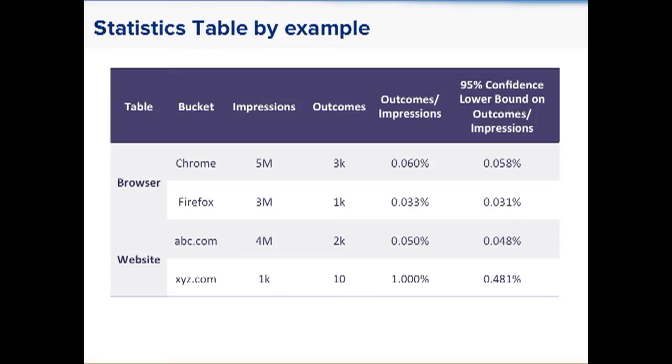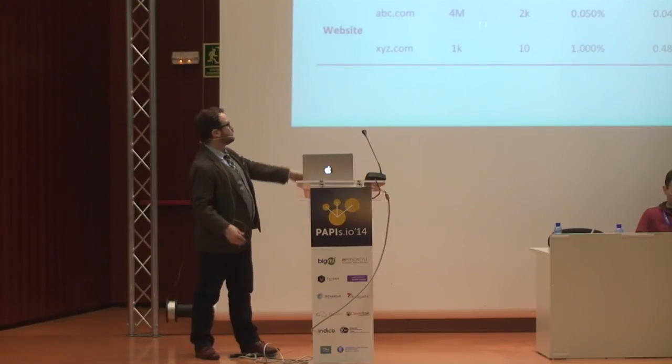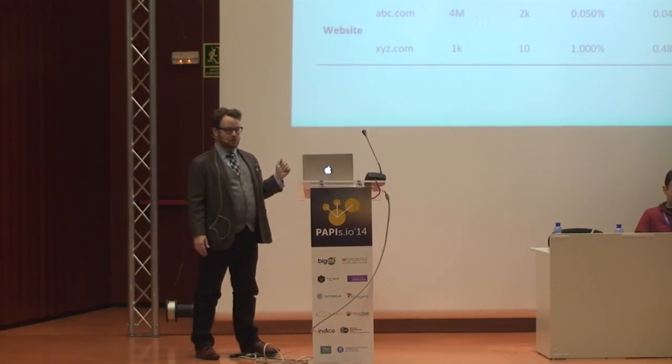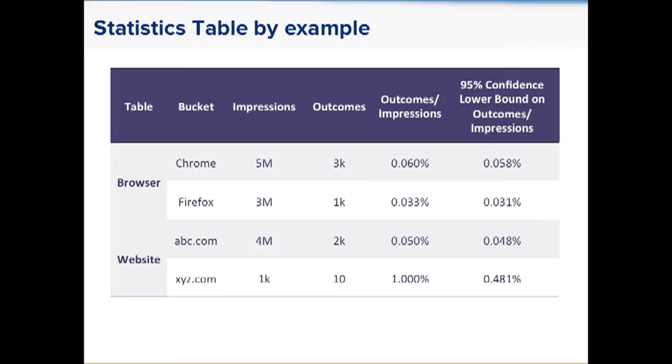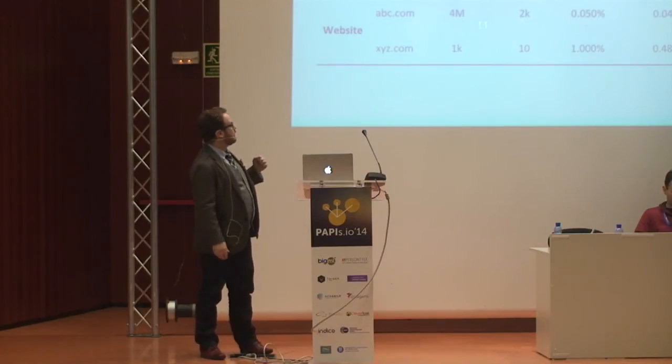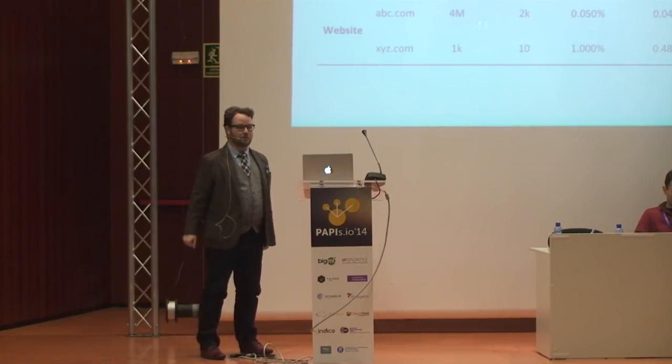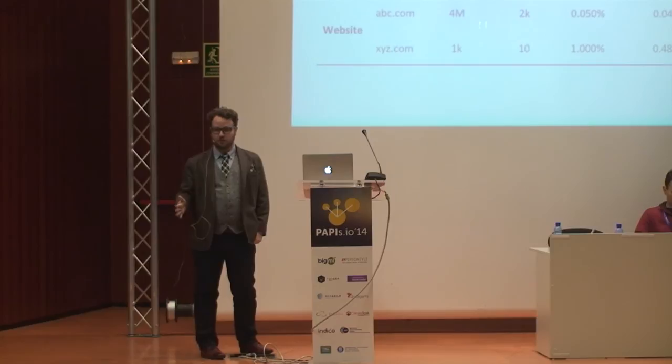Within the statistics table, we record the number of impressions that we've shown, so the number of bid requests that we've won, and the number of outcomes that we've seen. And then we can compute ratios. The outcome rate basically is the number of outcomes divided by the number of impressions, and we can smooth that so that if you get one outcome for two impressions, you don't all of a sudden think this is the greatest source of outcomes in the world. So we compute something like a 95% confidence interval lower bound on that rate, and that is what we use to generate features for our model.